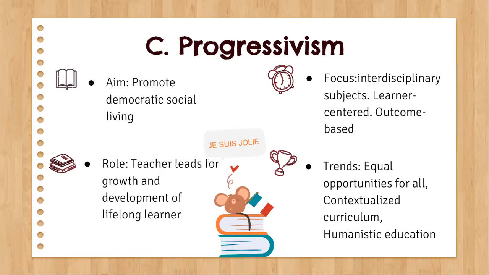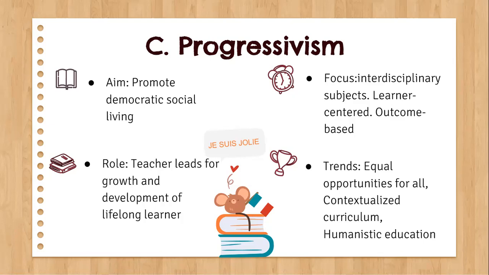Okay, so the role of the teacher in progressivism is to lead for growth and development. Right? In progressivism, you monitor your students every day. So of course, you are really leading for growth and development of your learners or your students. Alright? So the trends in progressivism: equal opportunities for all, meaning all have the right to learn, all have the right to do this and that. So there are no restrictions. The students are given the right to be active inside our class. Alright?